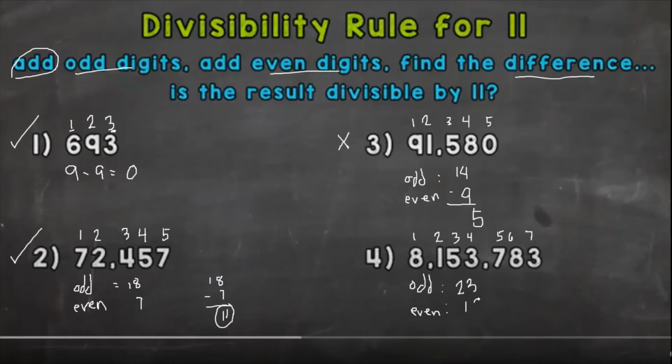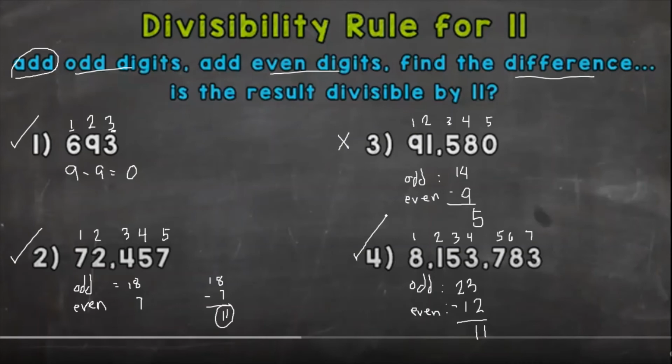Now let us subtract. 23 minus 12, the answer is 11. So, can 11 be divided by 11? The answer is yes. So, therefore, 8,153,783 is divisible by 11. And it gives us no remainder.